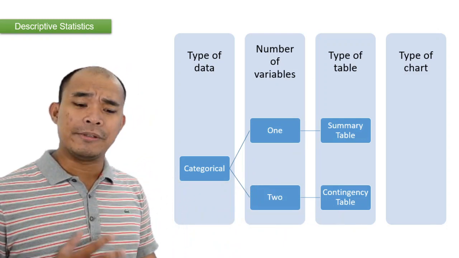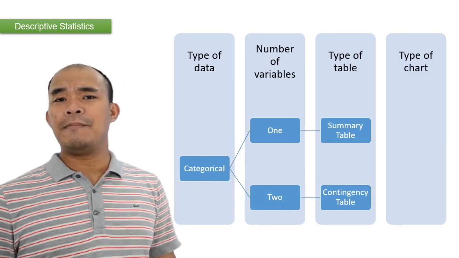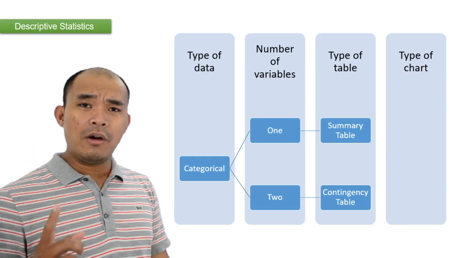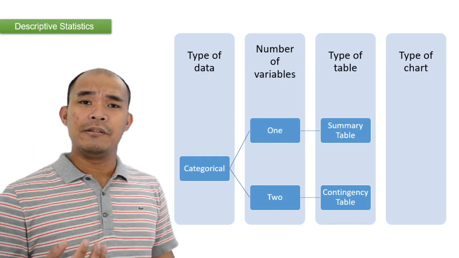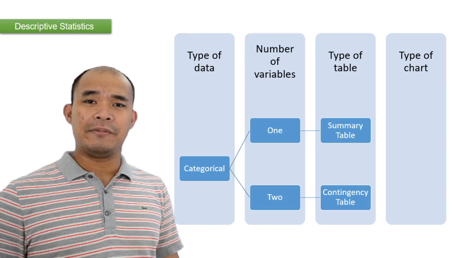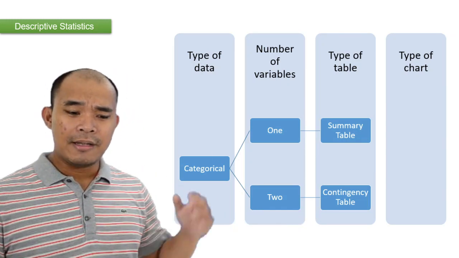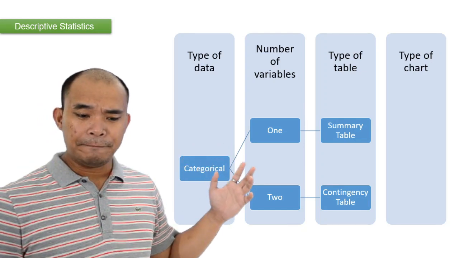Okay, let's have some examples here. One variable, for example, you have gender. Gender is one variable, but inside the gender, there are items, for example, male or female. Okay, we will have a thorough discussion on that when we have our example.